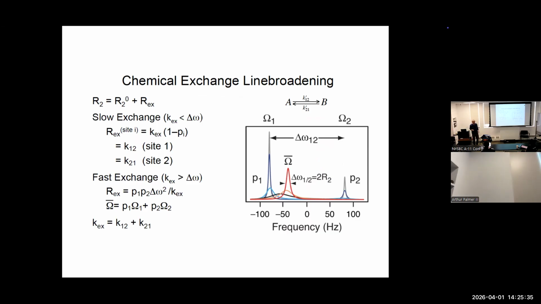So here's what we know from our two principles. In the slow limit, each site is broadened by its own jump rate out of that site. And in the fast limit, we see the population average, and we get the contribution to the line width that's P1, P2 delta omega squared. That's the variance over KEX. That's the correlation time. So we know the two limits. And in between is mostly a computer calculation. There are approximations in the literature, but it's mostly a computer calculation in between those two limits.